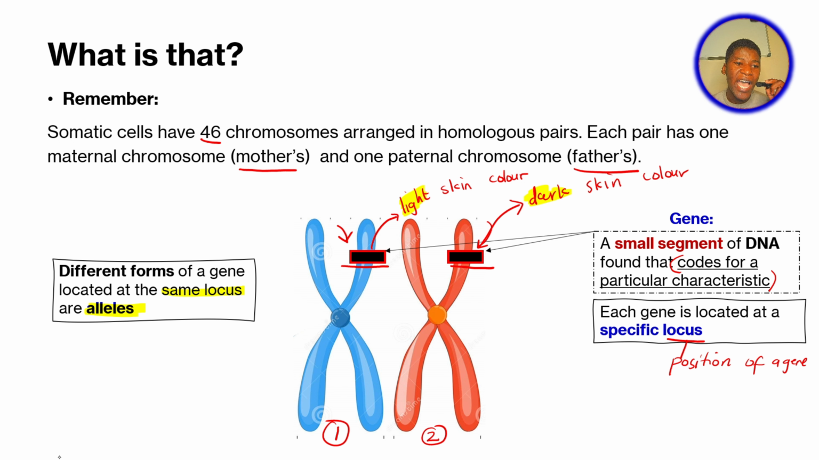In this case, our gene is skin color. Our gene here is what? It is skin color, because it is the one that is coding for the characteristic. Remember, it codes for a particular characteristic. In this case, we are coding for skin color. But now you can see that this gene has two forms in you. It has a light skin color and it also has a dark skin color. So we've got two forms of a gene, and they're known as alleles.